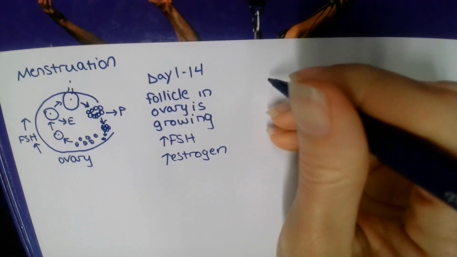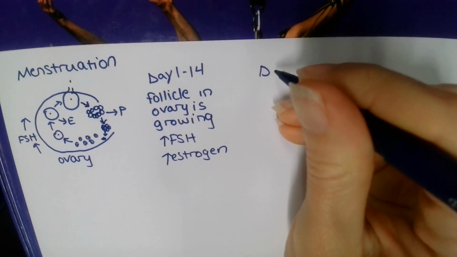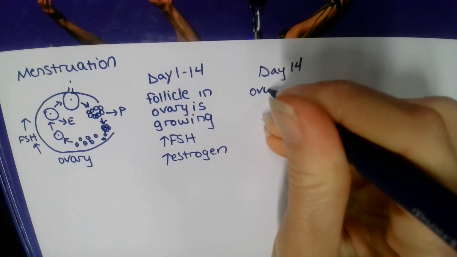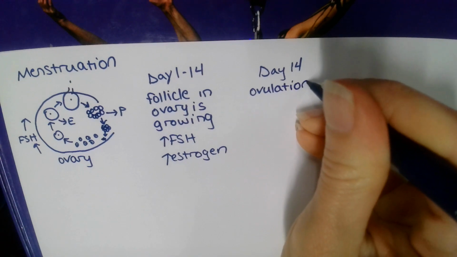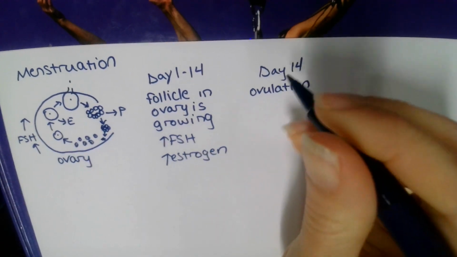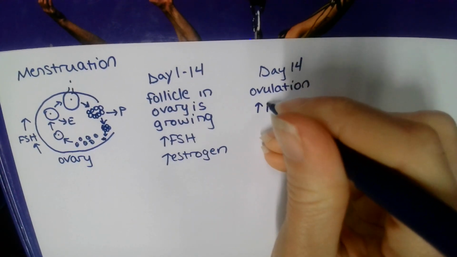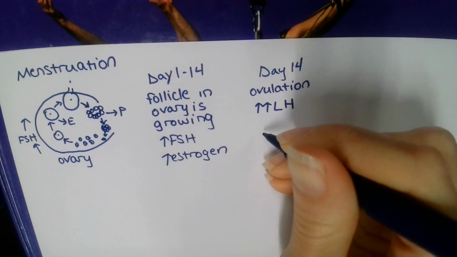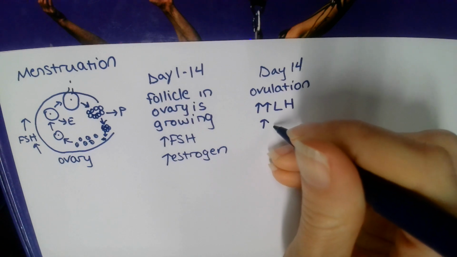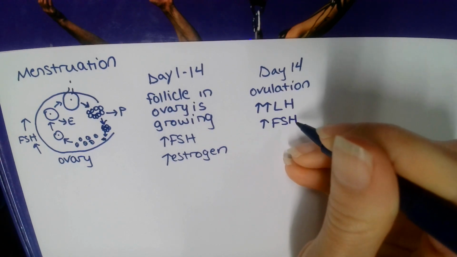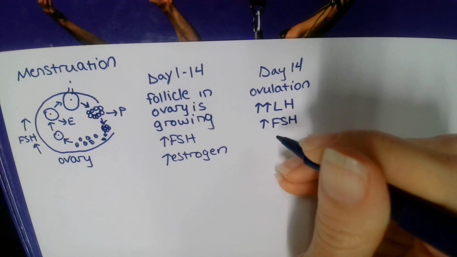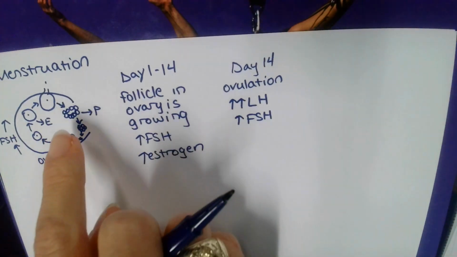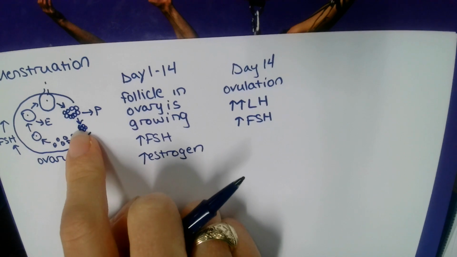Then around day 14 is when the ovulation occurs. And for that, you're going to see a big spike in the pituitary hormone, luteinizing hormone, because that's what makes a follicle burst, and a little spike in FSH to make it grow really big and then burst. Then the follicle turns into the corpus luteum.